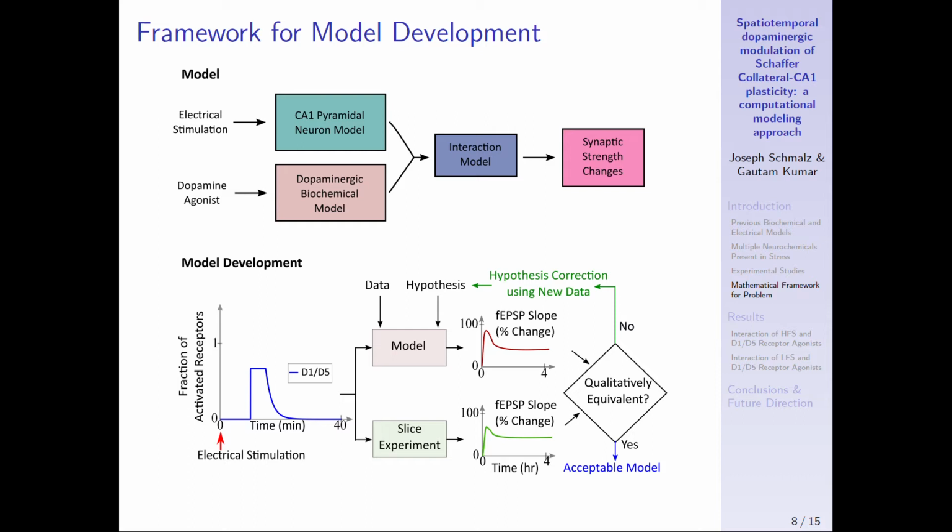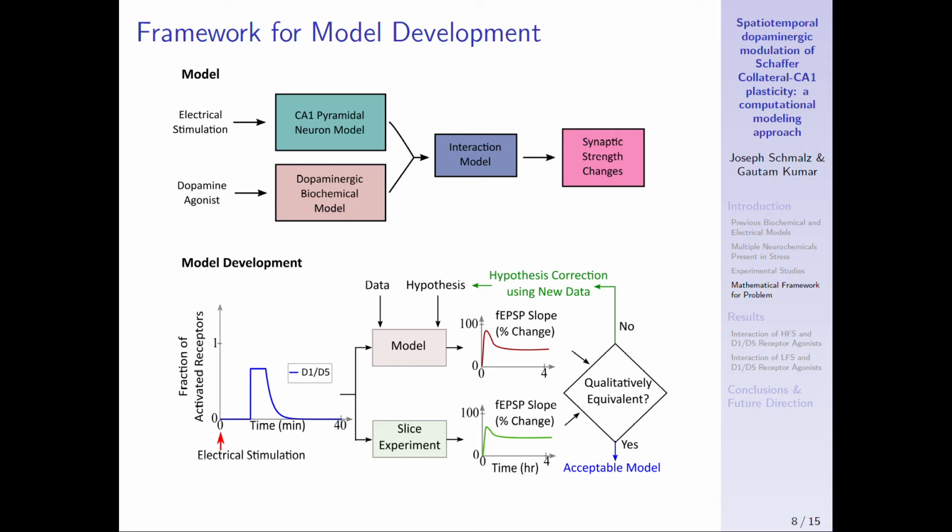Based on this existing FEPSP experimental data, we develop a computational framework to describe the biochemical and electrical dynamics involved in spatiotemporal dopaminergic modulation of Schaffer Collateral-CA1 pyramidal synaptic plasticity. Our model has two inputs. The first is the electrical stimulation, which depending on the frequency can either increase or decrease the synaptic strength. The second is a dopamine agonist, which on its own slowly potentiates the synapse. Additionally, these two signals interact spatiotemporally to alter the synaptic strength.